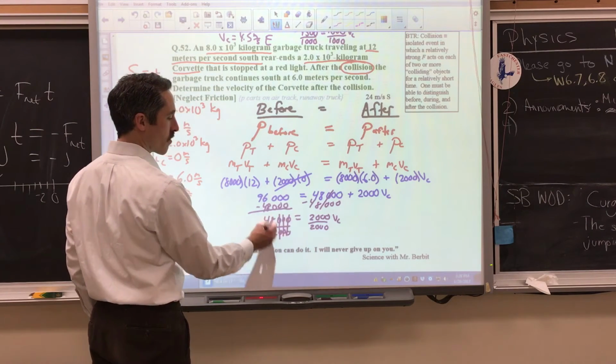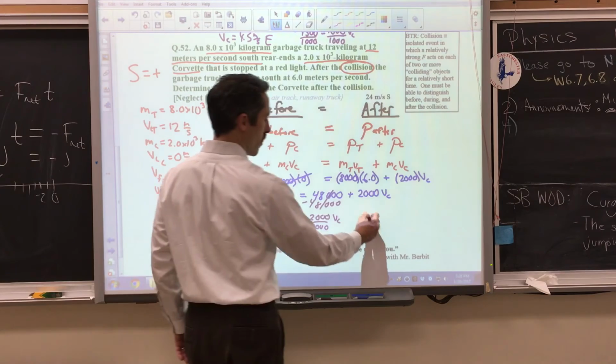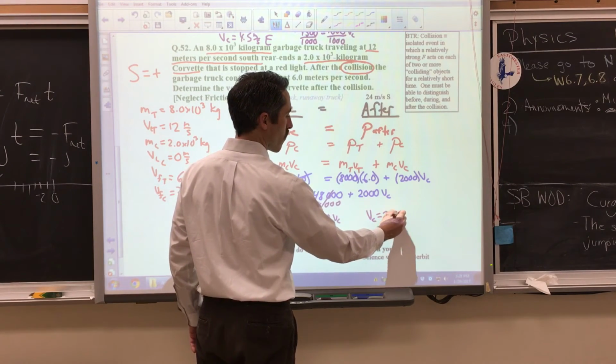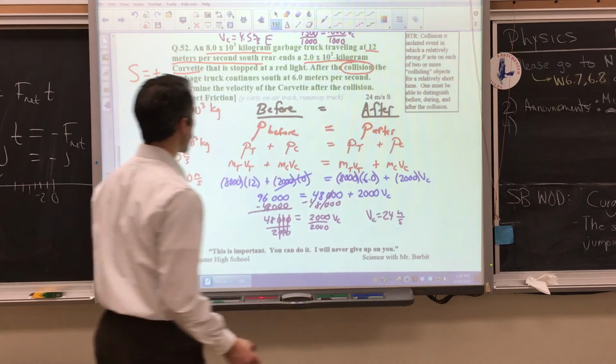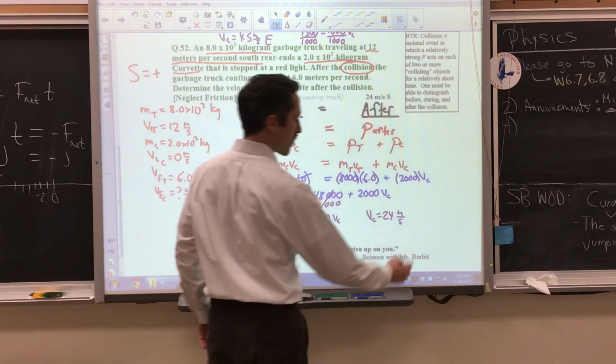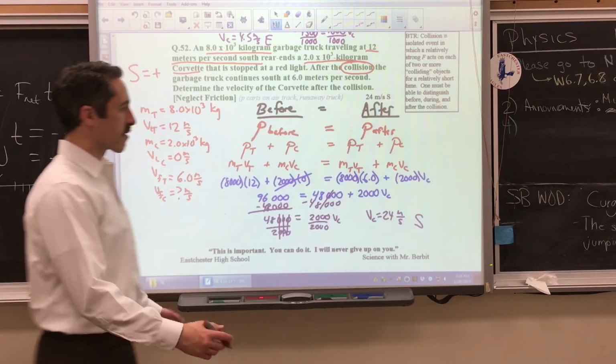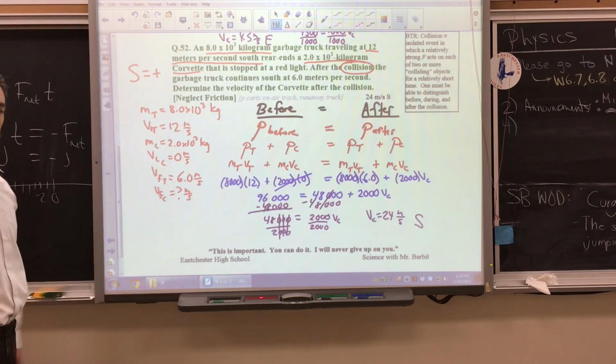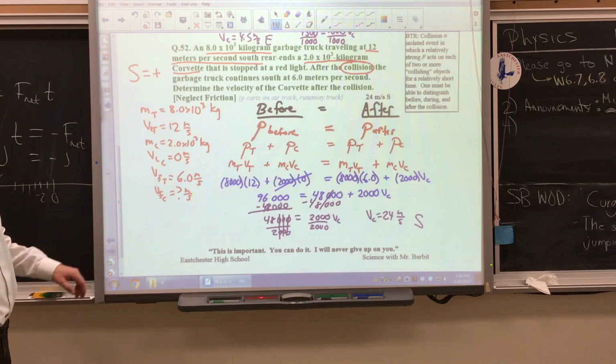2 into 48 is 24. The velocity of the Corvette is 24 meters per second. Since it's positive and we call it south positive, this actually would still be south. Good. 24 meters per second south. So, let's go to the next one.